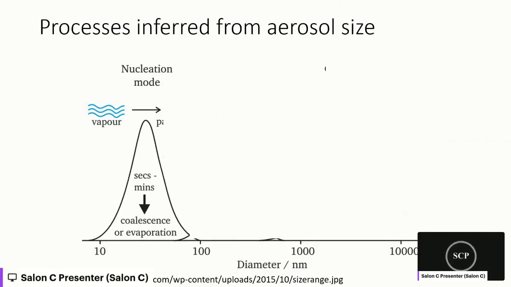That is, gas phase reactions or nucleation, where gas phase molecules condense together to form new particles. And these particles don't live very long in the atmosphere because they're so small, they can coagulate and form larger particles. And so when we see signatures of nucleation mode particles, that means that there was recent new particle formation happening.